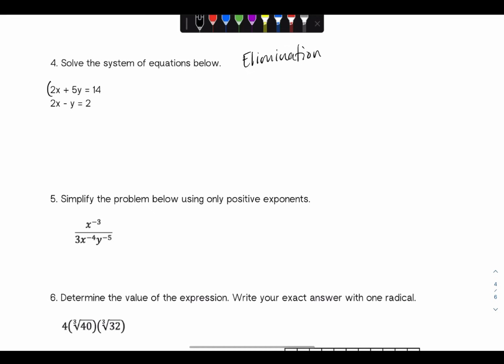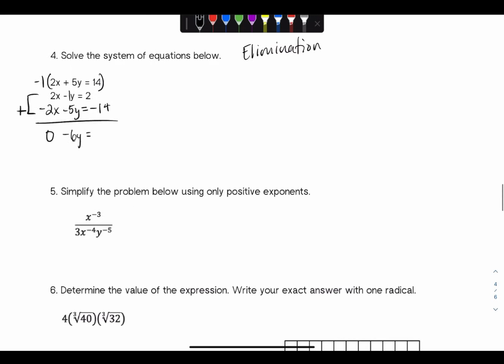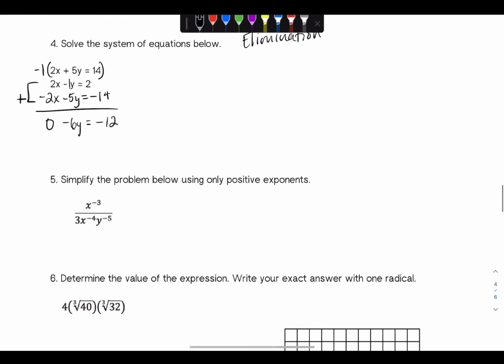So I'm just going to take that first equation, multiply by -1. So I'd have -2x minus 5y equals -14. So now I can take these two equations, add them together. The x variables eliminate to 0. Negative, that's -1y minus 5y is -6y. And that is equal to 2 minus 14, which is -12. And so we can solve for y there by dividing by -6. We get y is equal to +2. So that's one of our answers.